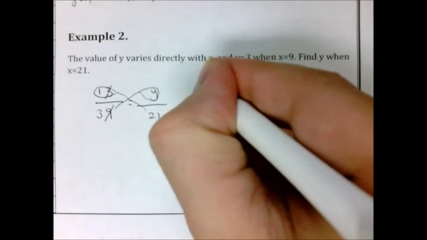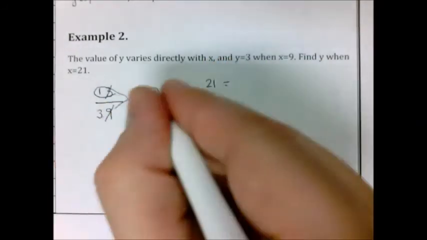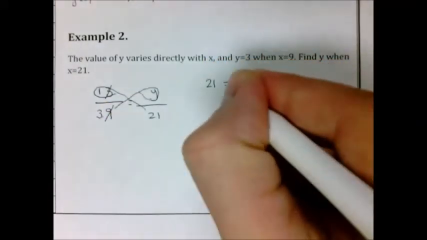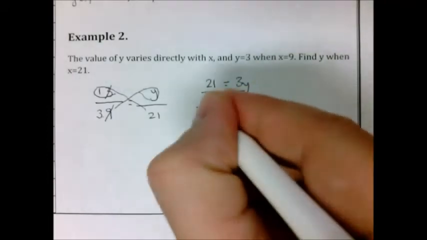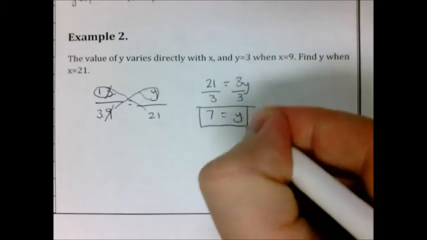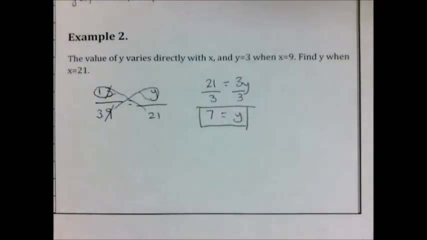1 times 21 is 21. 3 times y is 3y. And so divide by 3 on both sides, and we end up getting that y is equal to 7. So when y is 3 and x is 9, y is also 7 when x is 21.